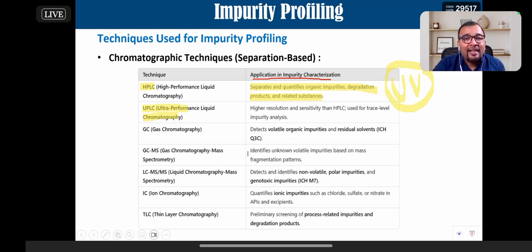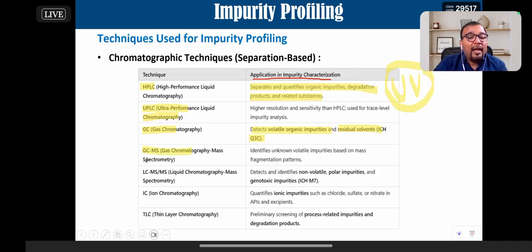So you get higher resolution, higher sensitivity, and with the least amount of time. Again, gas chromatography is very important to analyze volatile organic impurities and also the various residual solvents, for which we can define the limit according to ICH Q3C. Then GCMS can be used.